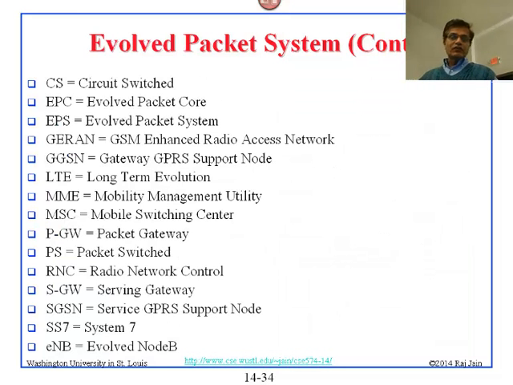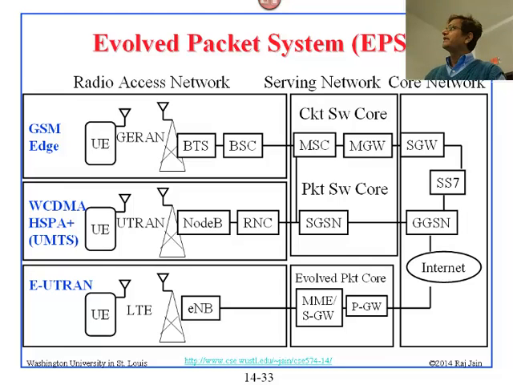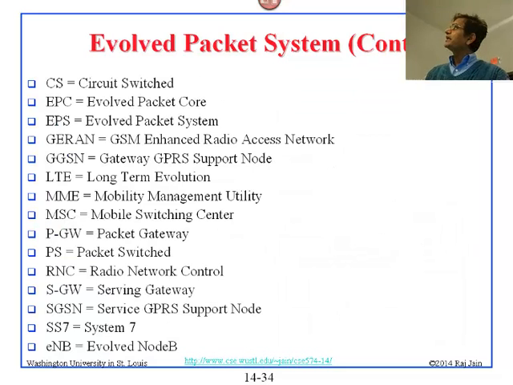This is all the words defined. If you don't know the meaning, actually you should know the meaning at least by now. If you don't know the meaning of some of them, please ask me right now. But circuit switch, evolved, packet systems, enhanced gateway support node and all that. Let's see, long-term evolution, serving gateway. Yeah, evolved node B. Oh wow, I was wrong about that E. I was so close to enhanced.